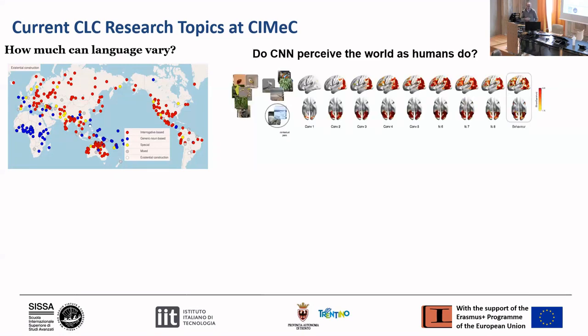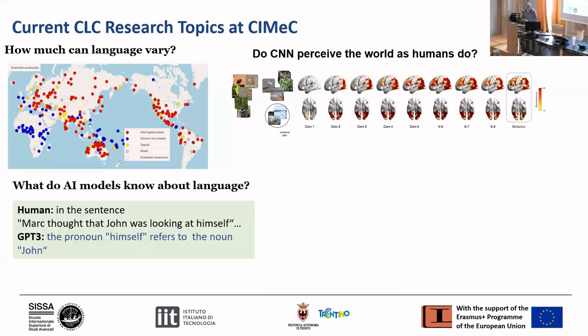On the vision side, convolutional neural networks, the type of artificial neural network used to perceive images, are used for vision. To what degree do they perceive the world as humans? There are experiments on aligning the representations developed by these artificial systems with brain scans. We actively do this.